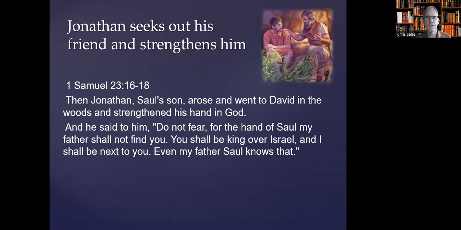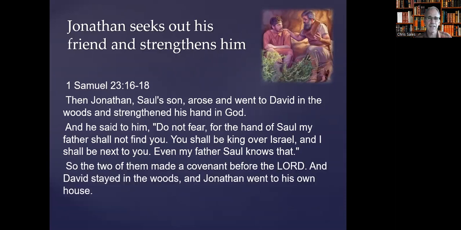Now, that didn't work out. It wasn't to be God's plan. God, in his wisdom, knew that that wasn't going to be best for either of them. And so Saul and Jonathan die together in battle, and Jonathan doesn't get to see David made king. But they will be together in God's kingdom on earth when Jesus returns, and they will rule together. There's no doubt about that. So the two of them made a covenant before the Lord, and David stayed in the woods, and Jonathan went to his own house. And as far as we know, they didn't see each other anytime after that.